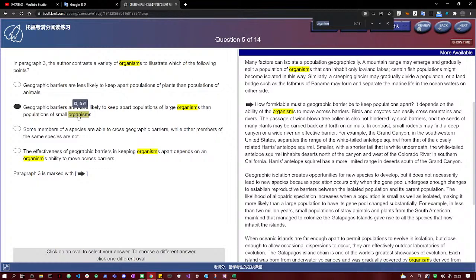Independent of the ability of some members of the species to cross a barrier while other members of the same species are not. The weakness of a geographic barrier in keeping organisms apart depends on the organism's ability to move across the barrier.